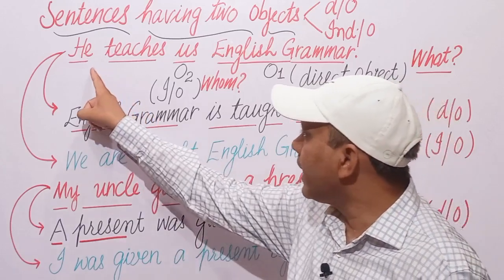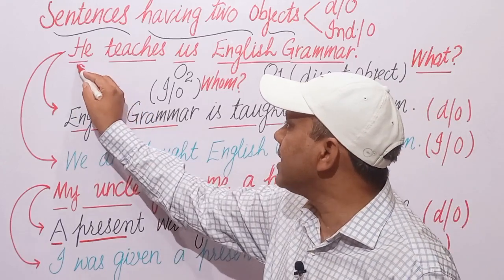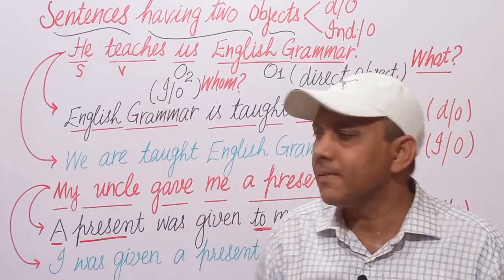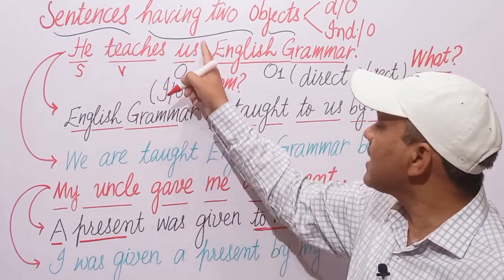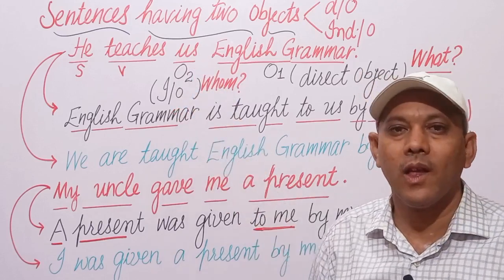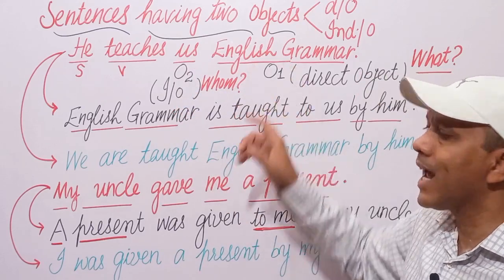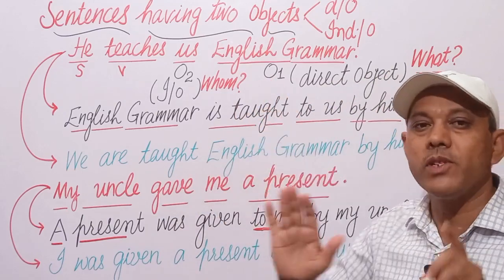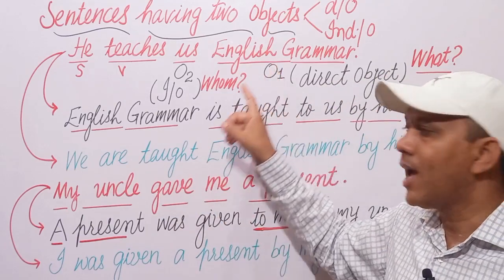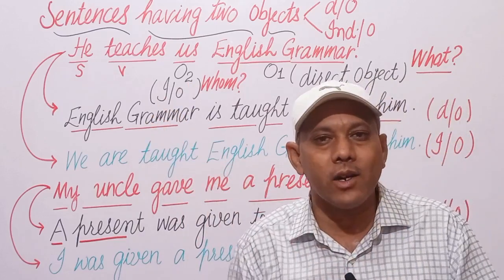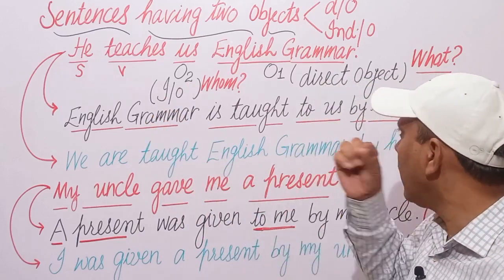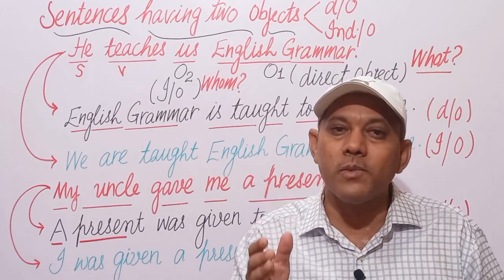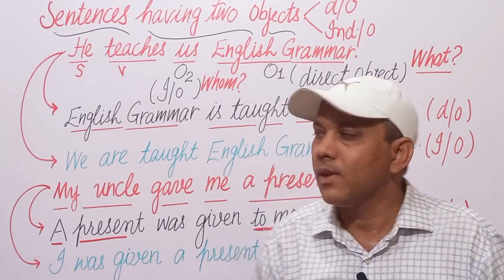Here he is the subject, teaches is the verb, and it is simple present tense. Us is the indirect object and English grammar is the direct object. I have written O1 (object 1) for the direct object and O2 for the indirect object. First of all, we have to understand the difference between a direct object and an indirect object.